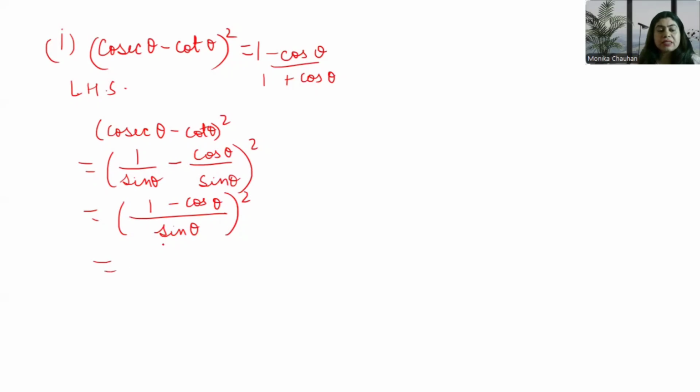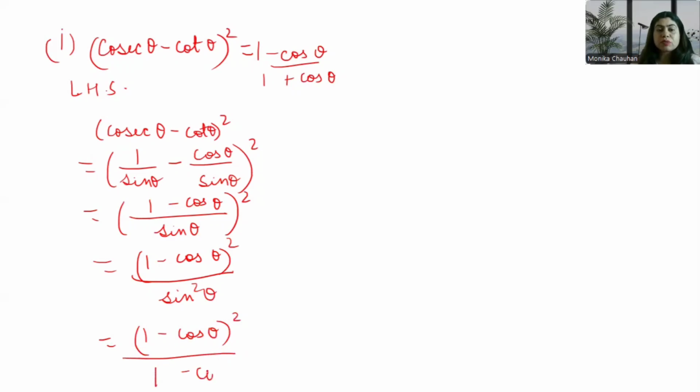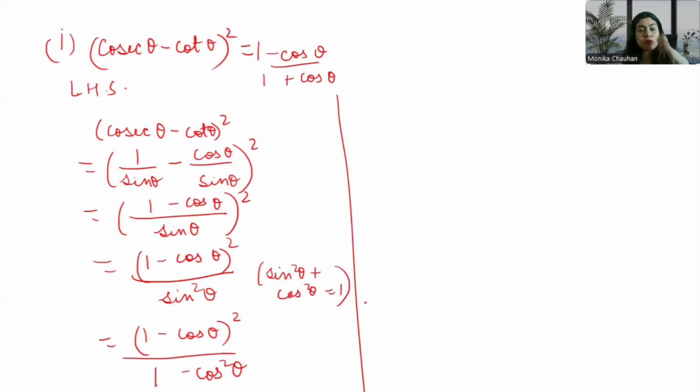Now you can rewrite it separately as 1 minus cos theta whole square over sine square theta. You can write it like this also. There is no harm in writing it. But as per my identity, sine square theta plus cos square theta is equal to 1. And from there, if I have to calculate sine square theta, it becomes 1 minus cos square theta. So I am using the identity here. I'm writing it for your reference so that you remember how I reached this part. So sine square theta plus cos square theta is equal to 1. So if I have to calculate sine square theta, it becomes 1 minus cos square theta. I hope you've understood.